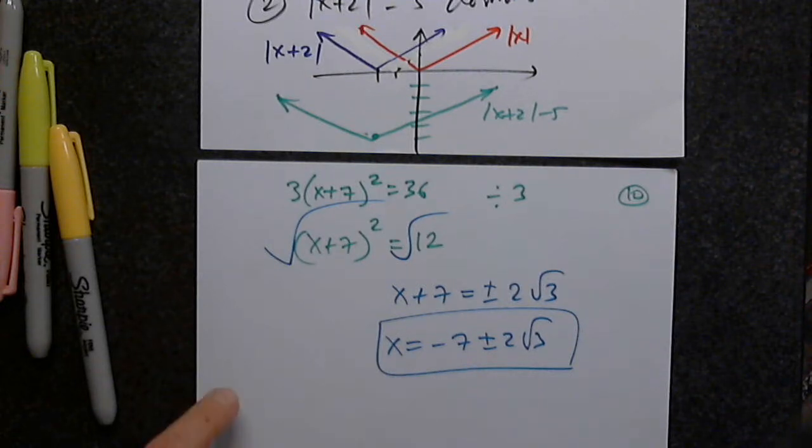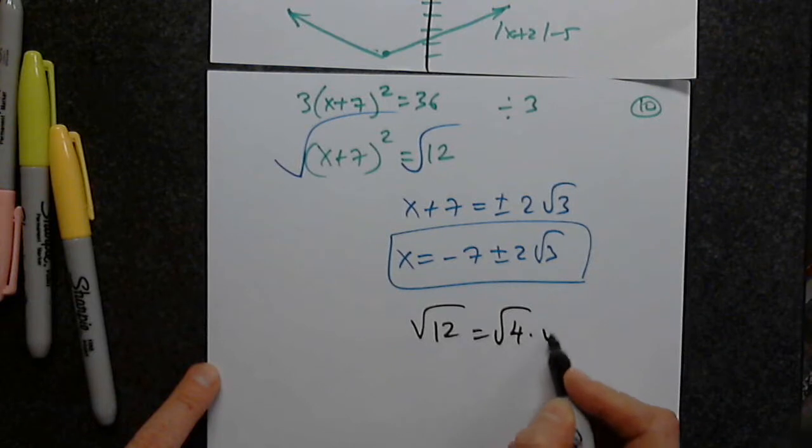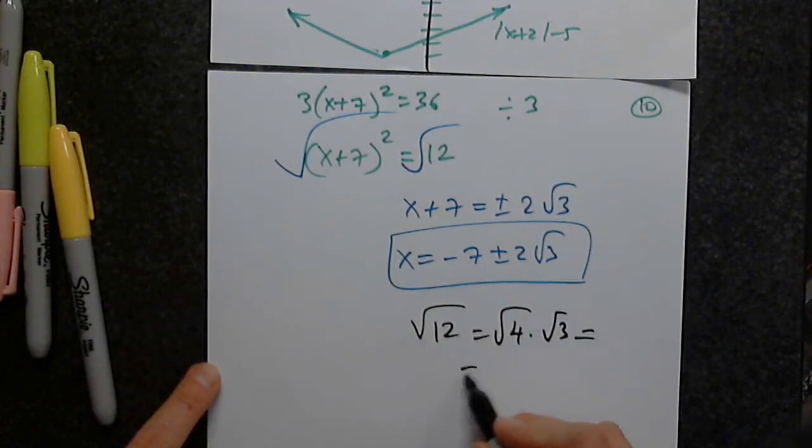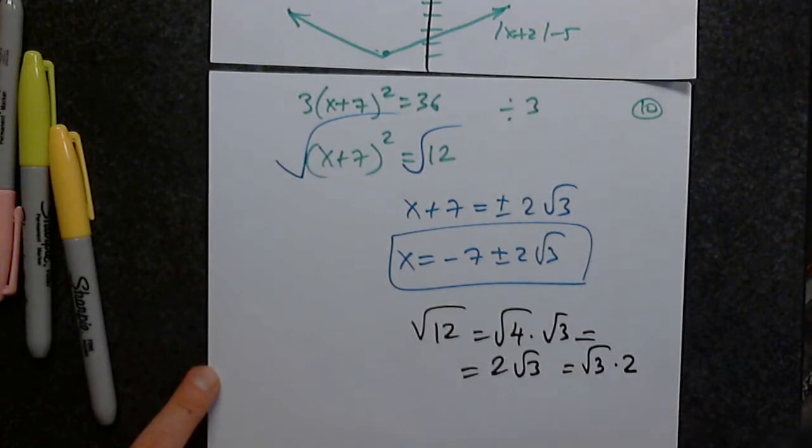Right. You don't put that under the radical, you put that on the side. So the square root of 12 is the square root of 4 times the square root of 3. So this will be 2 the square root of 3. I cannot write it like this.